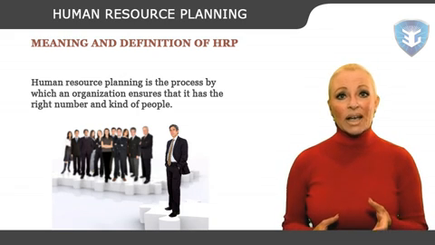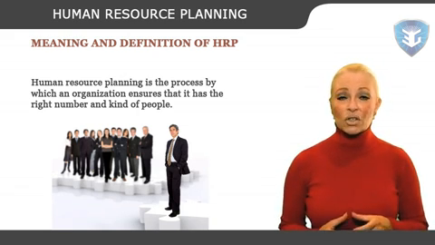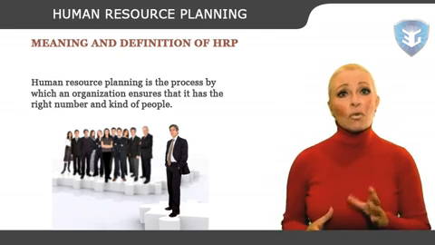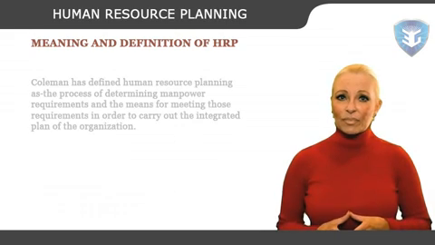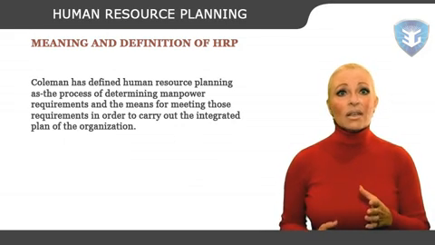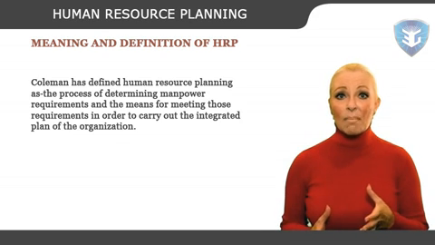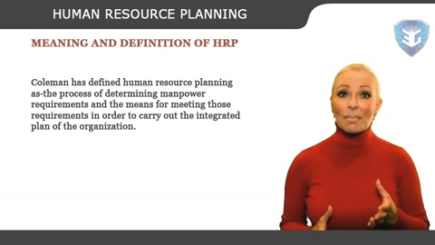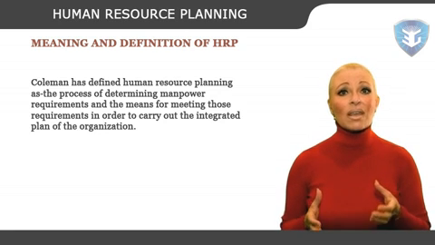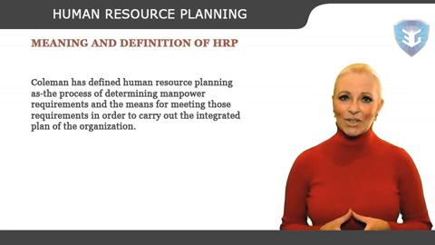Human resource planning then translates the organization's objectives and plans into the number of workers needed to meet those objectives. Coleman has defined human resource planning as the process of determining manpower requirements and the means for meeting those requirements in order to carry out the integrated plan of the organization.